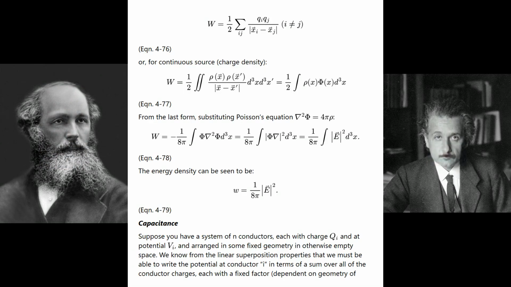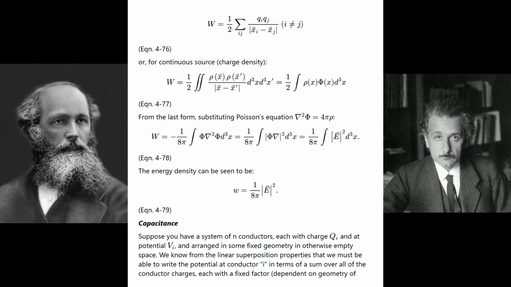Or, for continuous source charge density, Equation 4-77. From the last form, substituting Poisson's equation, gradient squared phi equals minus 4 pi rho, Equation 4-78. The energy density can be seen to be Equation 4-79.